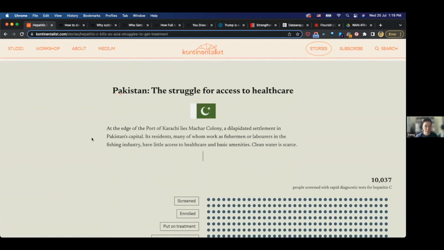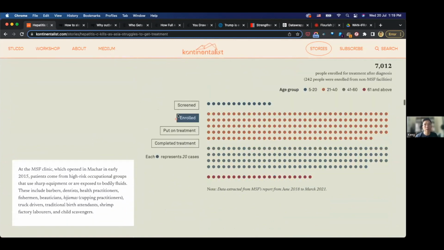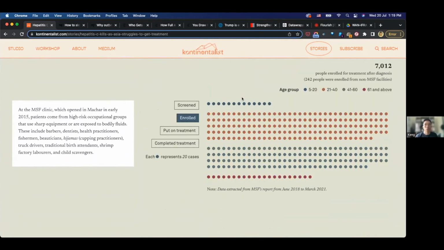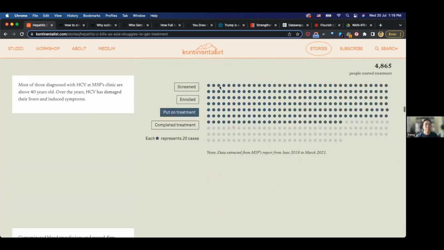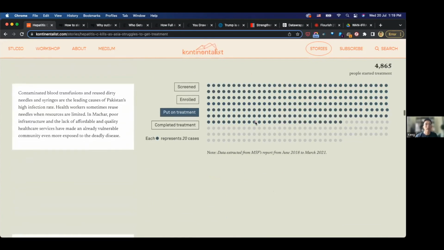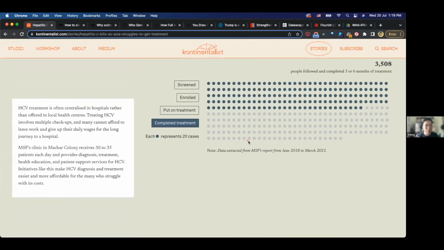For example, Pakistan. So they look at the situation in Pakistan, how many people were screened, and out of the people who were screened, what is the age group, right? So remember that I said that we use data to see who has been impacted, and this is a typical case of using data to see how the disease, how the problem, is doing among different age groups. How many of them are put on treatment, and how many of them completed treatment. Okay, so it gives you a picture about what is happening in Pakistan.